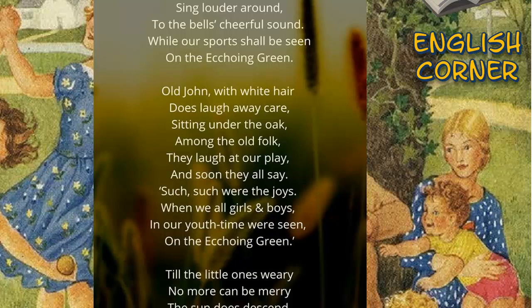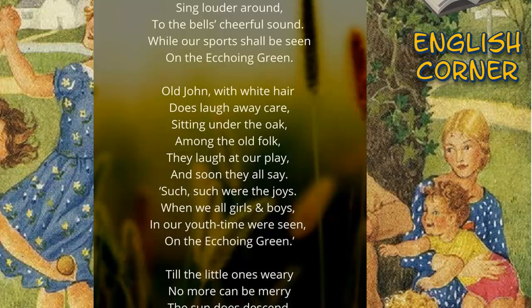You see the rhyming words, the rhythm the poet has created here. Hair, care, oak, folk, then play, say, joys, boys, and seen, green. So the poet has used many rhyming words. Let's try to understand what the poet wants to say in this.